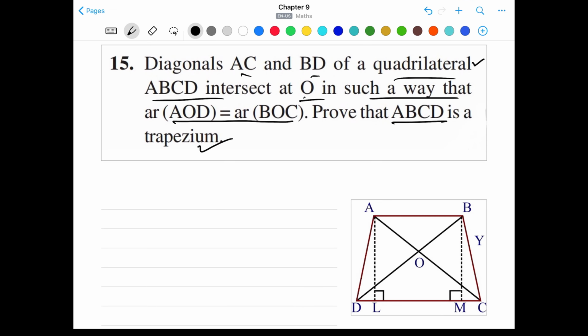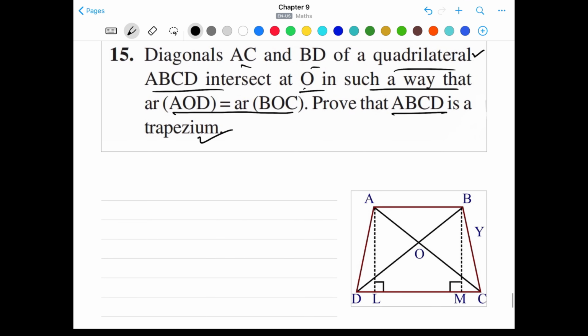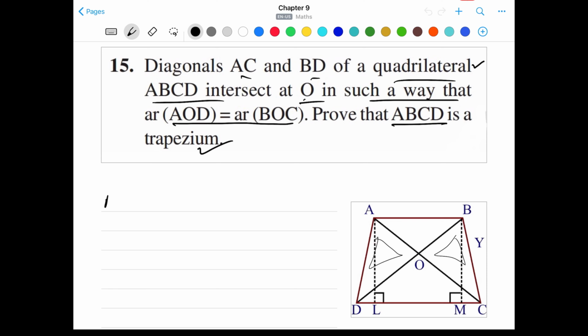So that's its figure. Here we have a quadrilateral ABCD in which the area of triangle AOD is equal to the area of triangle BOC, and we have to prove that this ABCD is a trapezium. Okay, so let's start by writing the given first. Answer number 15.